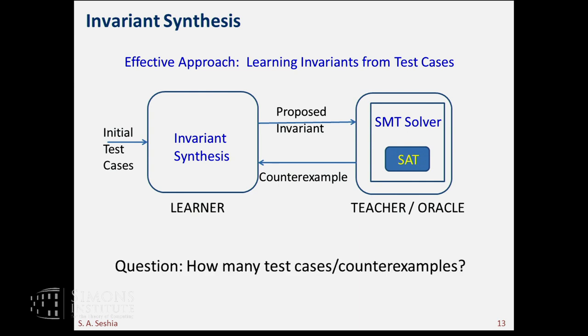And so the obvious question is, how many iterations do you need? Because potentially every call to your theorem prover is a little expensive, right? And so you want to do this quickly. You want to converge quickly.